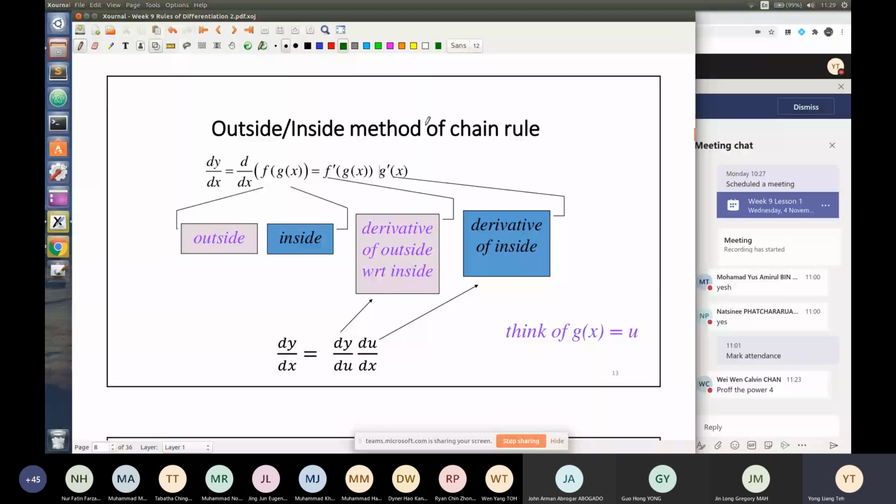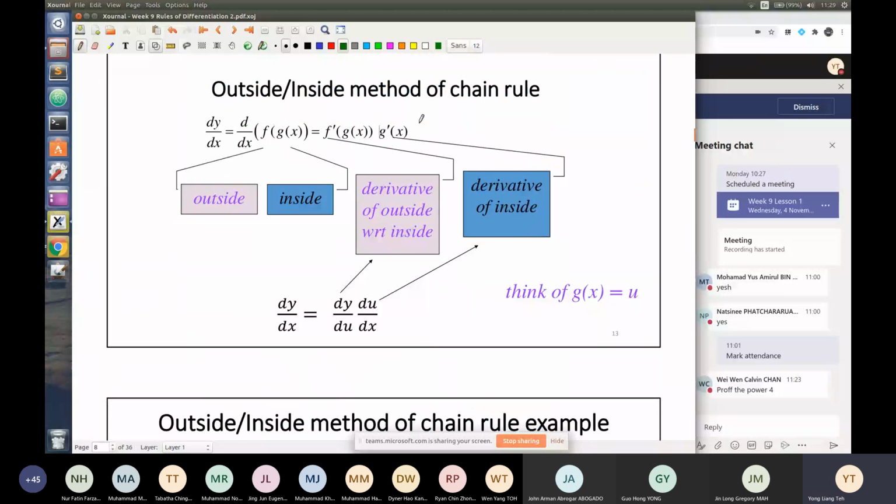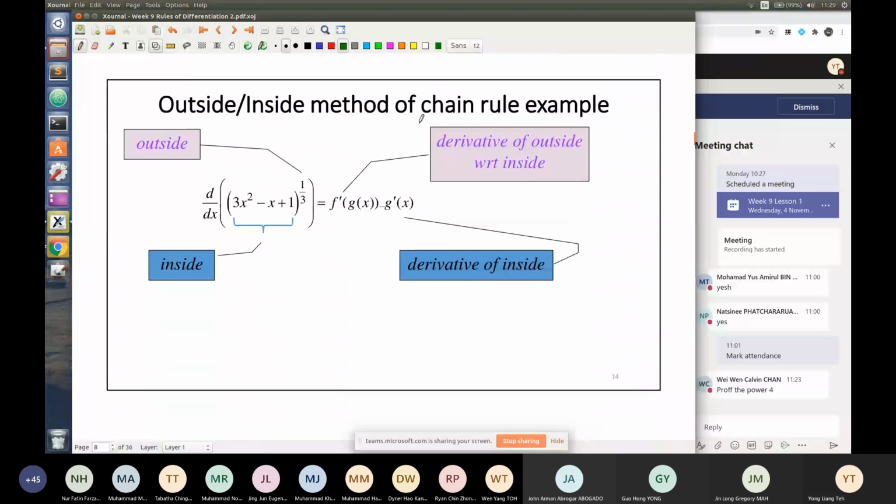So once again, more inside, outside. I think you can go through this yourself. It's just repetitive. So this is another example.